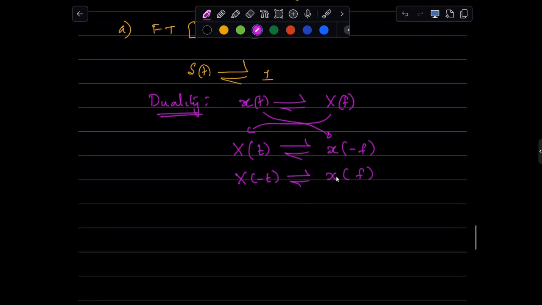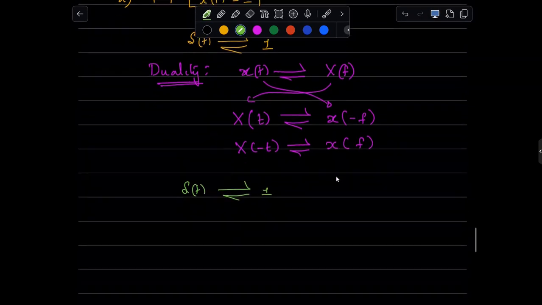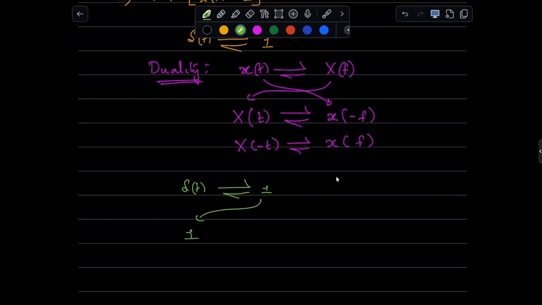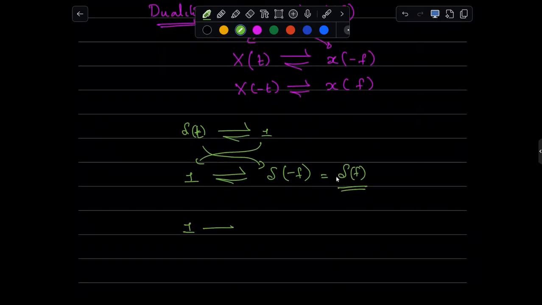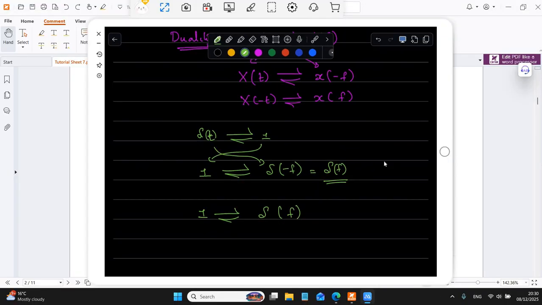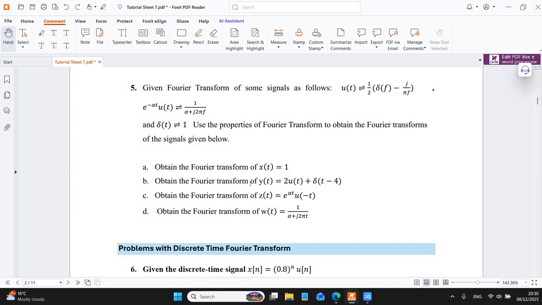So we can apply this. Now delta of t has the Fourier transform 1. It is given in the question. If I replace this, I can replace t with minus f. But what is delta of minus f? It is the same as delta of f. So my answer is that 1 has the Fourier transform delta of f. Actually it is delta of minus f, but that is the same as delta of f. So this is the first part, where we apply the duality property.